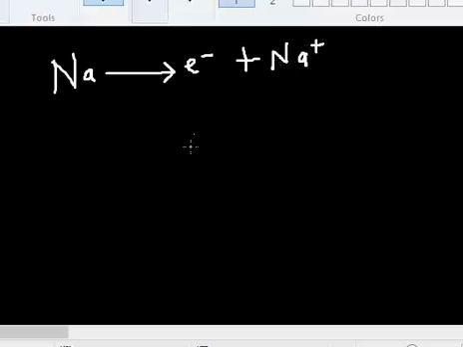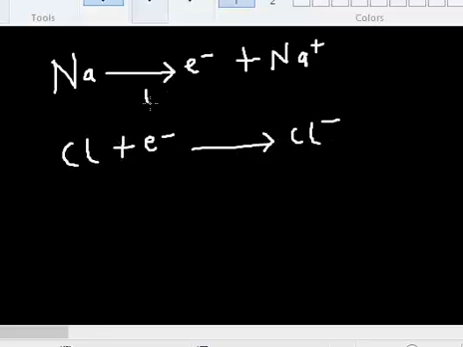This is oxidation reaction. Now every oxidation reaction is accompanied by reduction reaction. They don't work independently. That's why it's called redox, because if a substance releases electron, definitely another substance will gain it. Now let's see a reduction reaction in which chlorine gains this electron and becomes Cl minus. So this one here is oxidation.